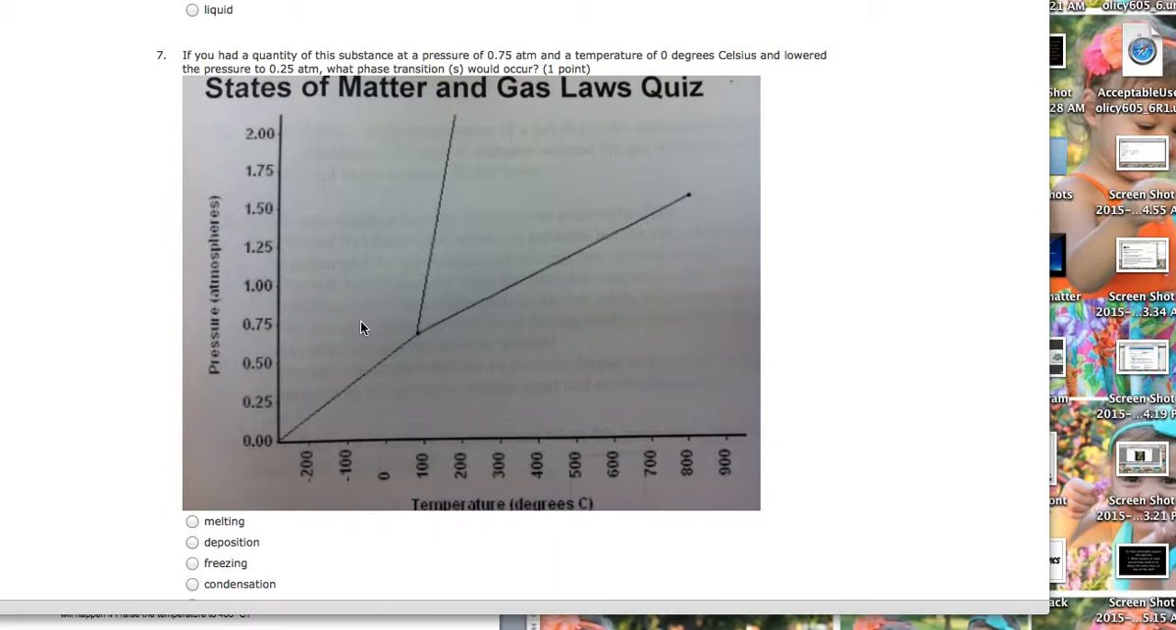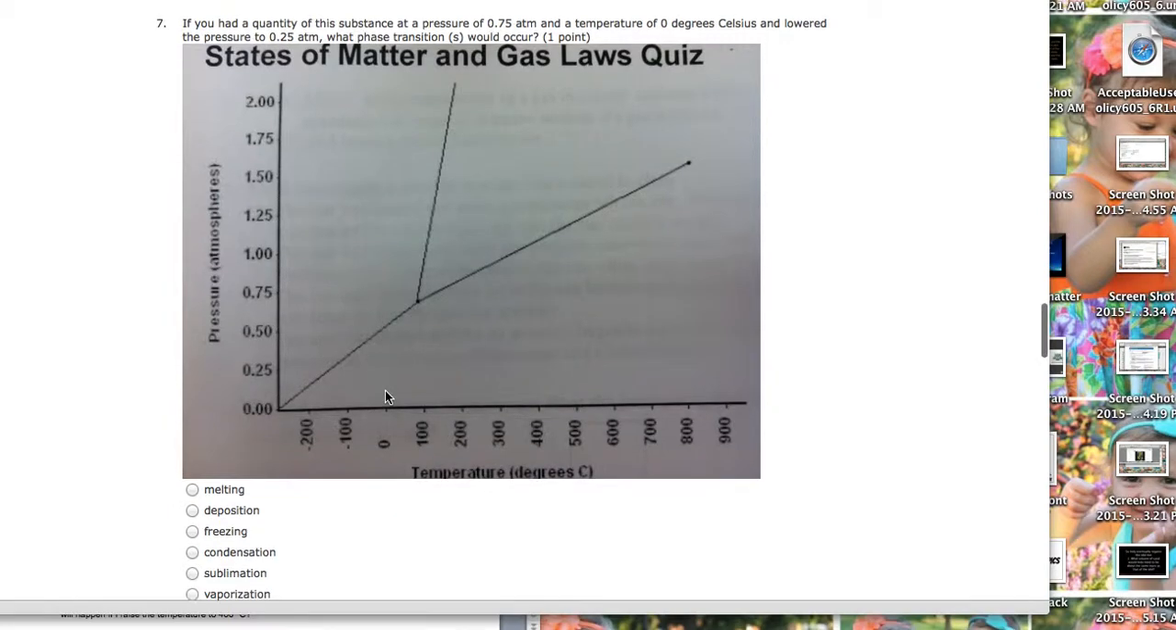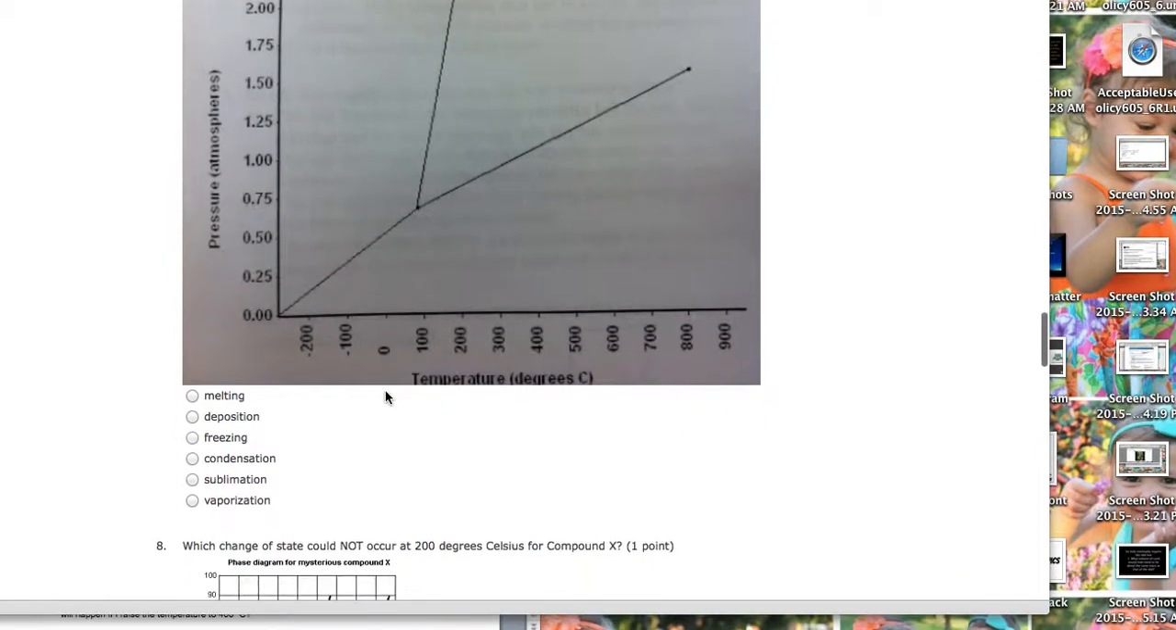All right. We want to lower that pressure to 0.25 atm. So we're keeping the temperature, we're keeping the average kinetic energy the same, but we're going to lower our pressure. So we started at this state of matter, we're coming here. What phase transition or transitions would occur? Would that be melting, deposition, freezing, condensation, sublimation, or vaporization?